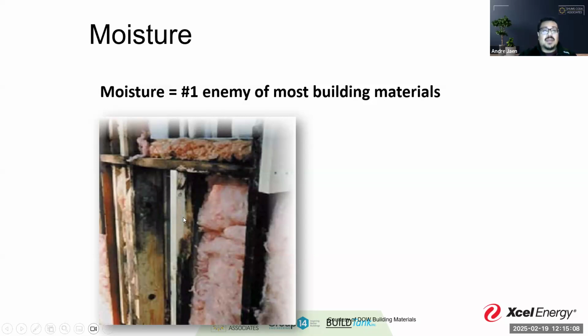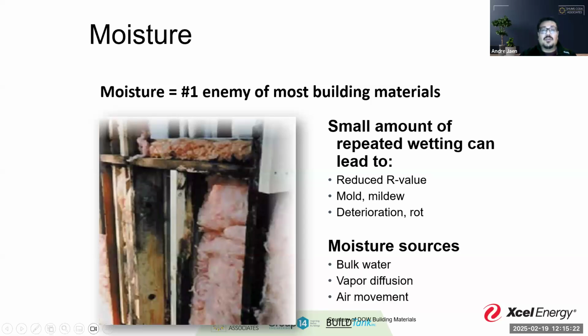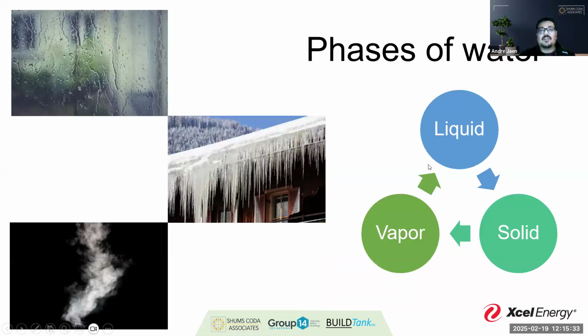Freeze thaw in this might be causing the sheathing to open up even more, allowing more air and water intrusion, and it starts to become a vicious cycle, a vicious feedback loop, right? So we get that reduced R value, we get mold and mildew, we get deterioration and rot pretty quickly, right? Our moisture sources can be a number of different things. It can be our bulk water, our vapor diffusion, and air movement. We're going to talk about some of those places that those things can really come from here.